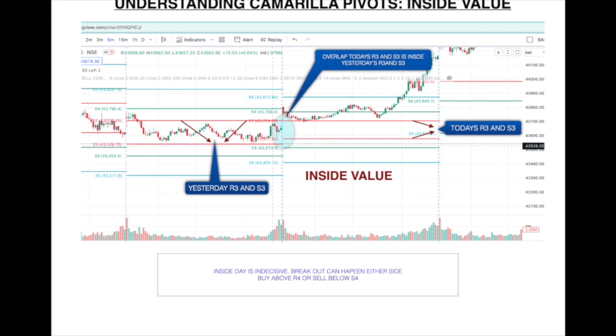Now let us consider the next situation, market opening between R3 and S3. If the market opens between R3 and S3, what will you do? It is an inside value relationship. The market is going to be choppy and you will not do anything, because whenever there is an inside value, always wait for a clear breakout above R4 or below S4. Don't trade in between R3 and R4, because you get chopped out and there will not be much risk reward ratio.